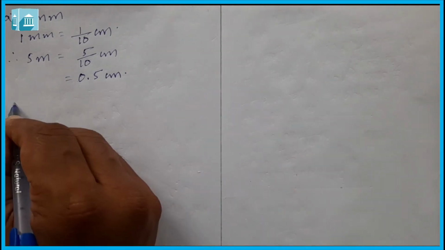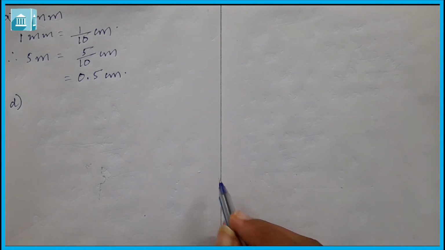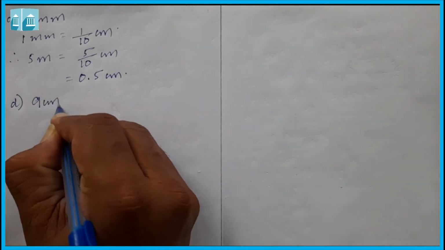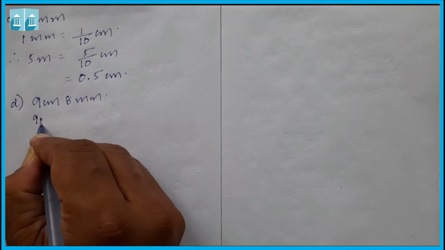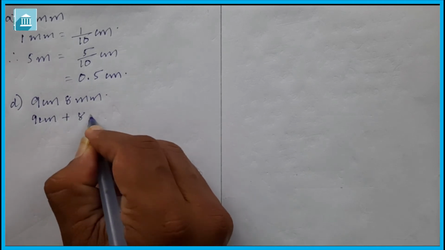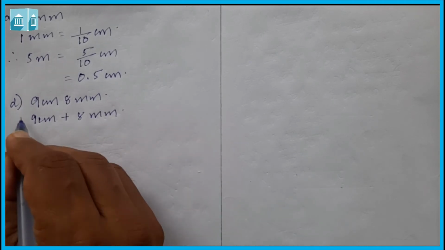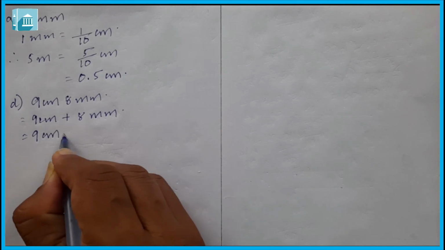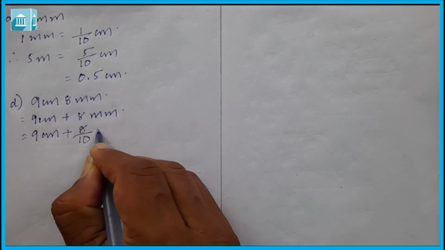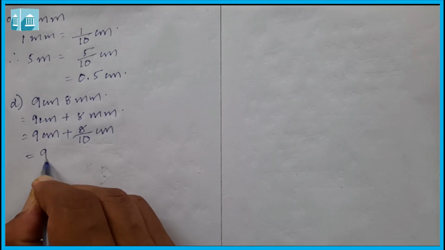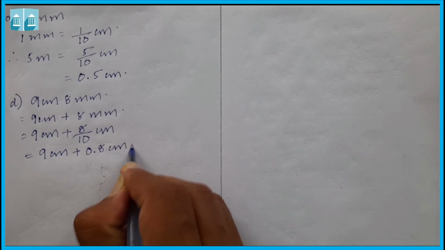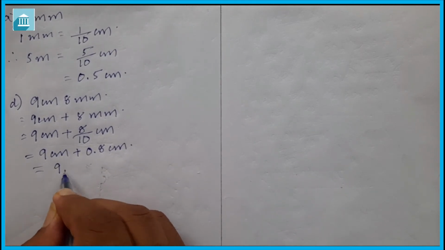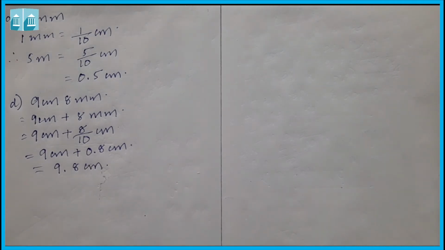Now here also let us do the D1. In D1 it is given 9 centimeter 8 mm. So it is 9 centimeter plus 8 mm as we are doing in other, which is equal to 9 centimeter plus 8 upon 10 centimeter. 9 centimeter plus 0.8 centimeter, and this will be equal to 9.8 centimeter. So the answer is 9.8 centimeter.